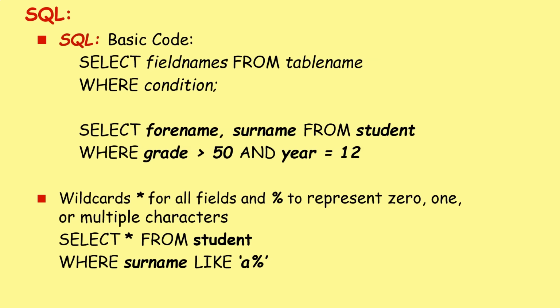We also need to use wildcards. If we are selecting all the field names, we don't have to list all of them. We can just use the asterisk. And we can also use the percentage sign to represent 0, 1, or multiple characters. So for example, select all the fields from student where surname like, and then in speech marks, A and a percentage sign. So it starts with A and then has characters after that.